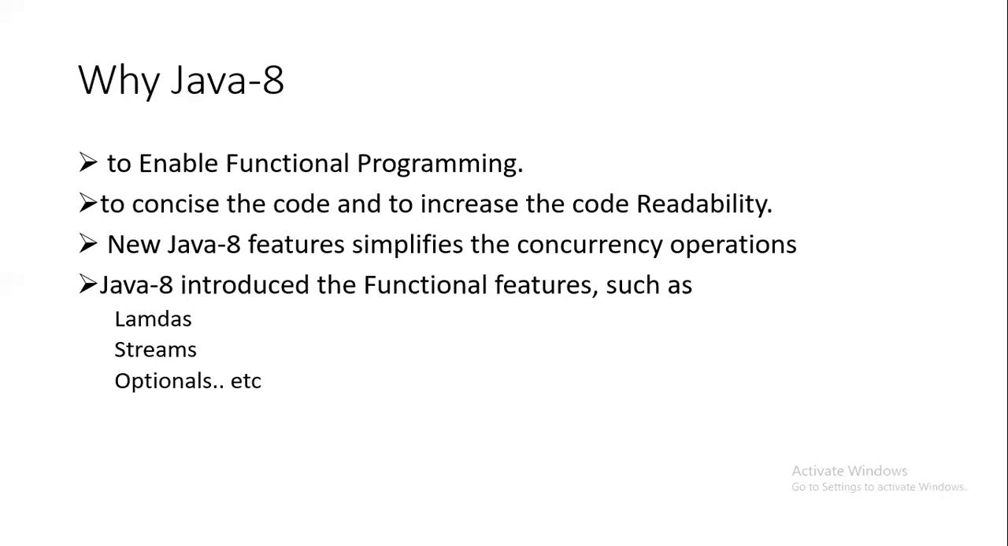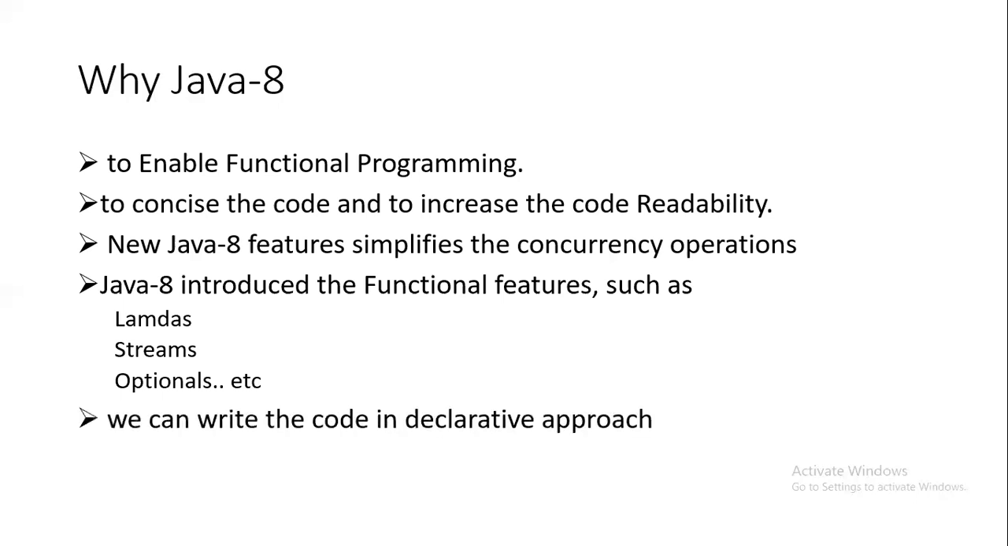Java 8 introduced functional features such as lambdas, streams, optionals, etc. We'll see all these things. So we can write the code in a declarative approach. Before understanding the declarative approach, there is also the imperative coding approach. Before Java 8, we were writing that only. So we will see the differences.